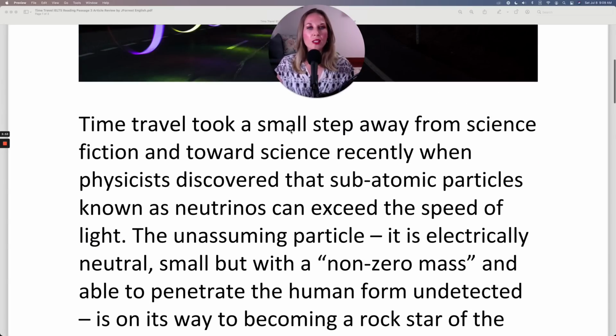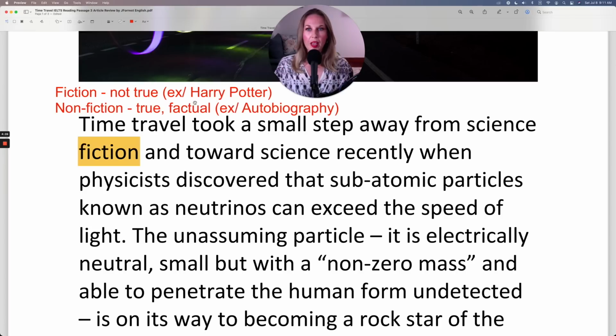Time travel took a small step away from science fiction and toward science. So what you have here is science fiction. Fiction is the opposite of fact. So we have two categories. We have fiction, which is not real, like Harry Potter. And then we have nonfiction, which is real, like a historical biography or autobiography. I wrote those definitions here. So time travel took a step away from fiction, so away from not true and toward true.